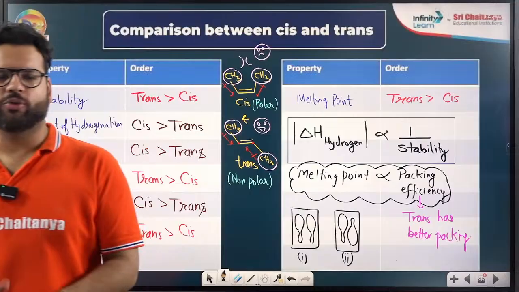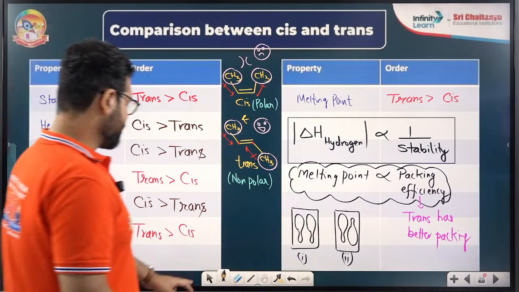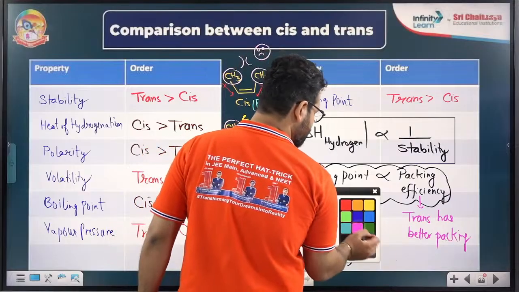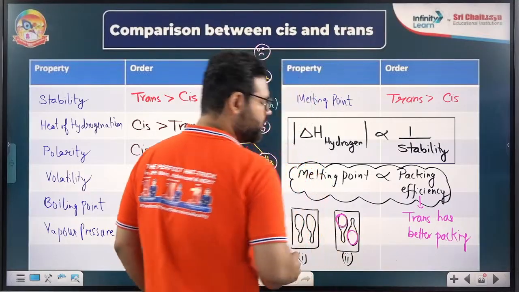When you purchase shoes from the market, do you find that in the box shoes are put in the first way or the second way? Second one. Good, Sharanya. Second one. So second is trans only, na beta. The heavier side of the shoe, which is your toe side, toe side is bigger in the shoe.